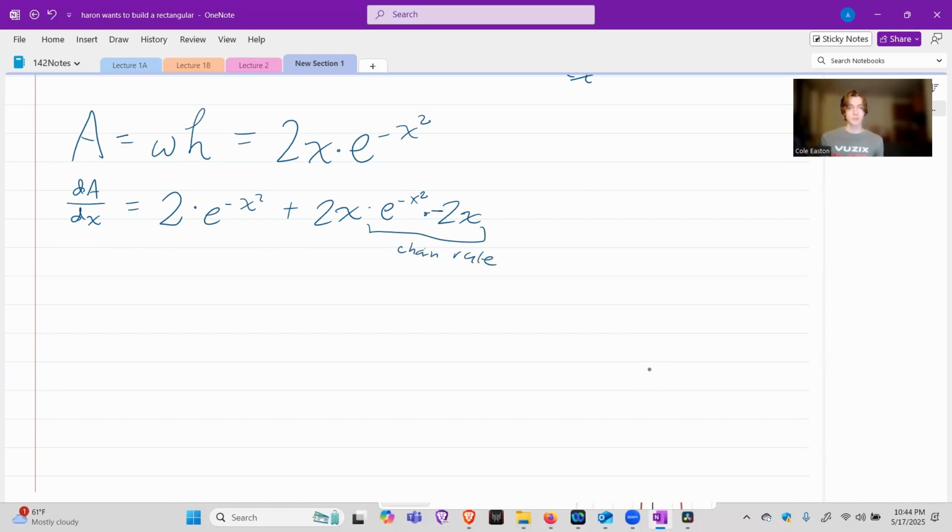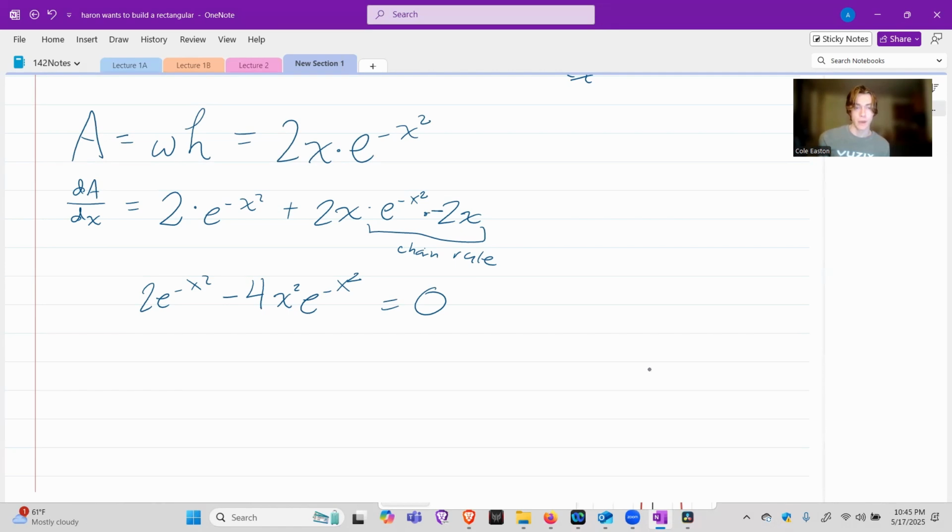Okay, so let's clean this up a little bit. We have 2e to the negative x squared, and then I can combine those 2's into a negative 4, so minus 4. I have 2 x's, so I have x squared e to the negative x squared. And I'm gonna set that equal to 0.